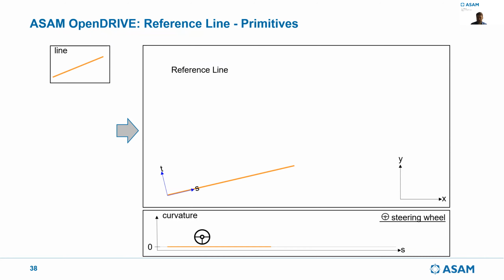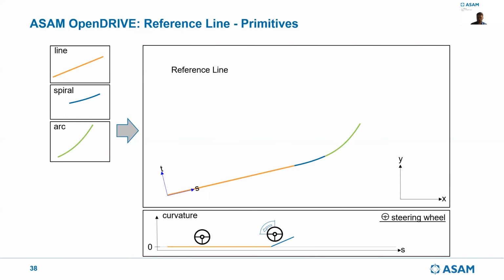Now, if you want to start turning into a curve, you would add a spiral to it, where you would have a change in curvature. So you would actually drive into that curve, turning your steering wheel, and add an arc. And there you would have that constant steering angle that comes with driving through a not changing curvature.